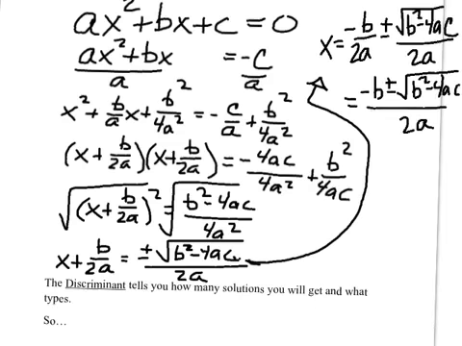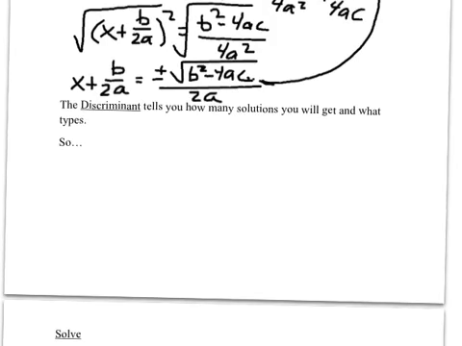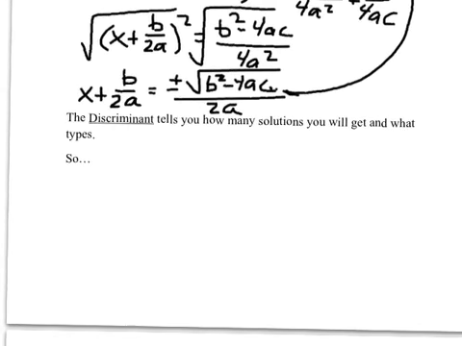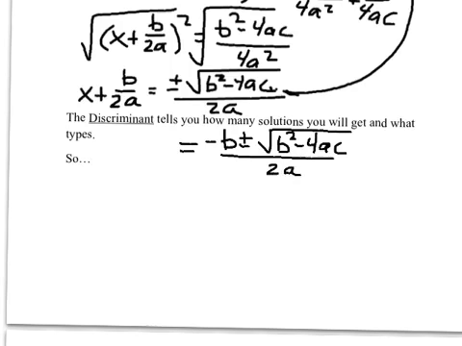Now, there's an important part of the quadratic formula, and that's called the discriminant. If we're looking at the quadratic formula, let me just rewrite it one more time. The discriminant is this part right here on the inside of the square root. And what the discriminant tells you is how many and what type of solutions you're going to get.